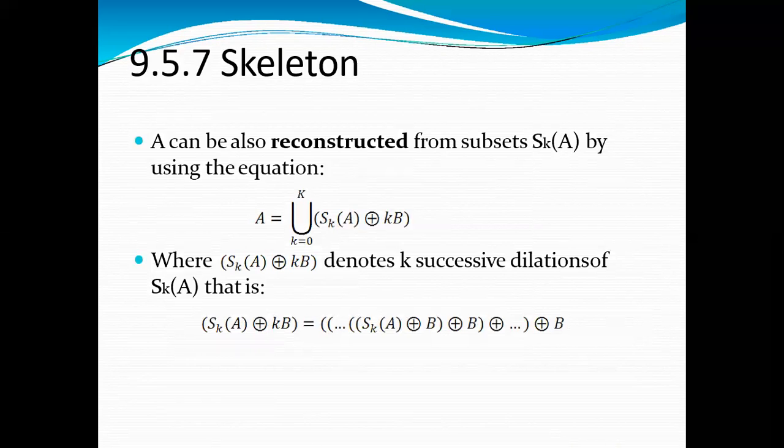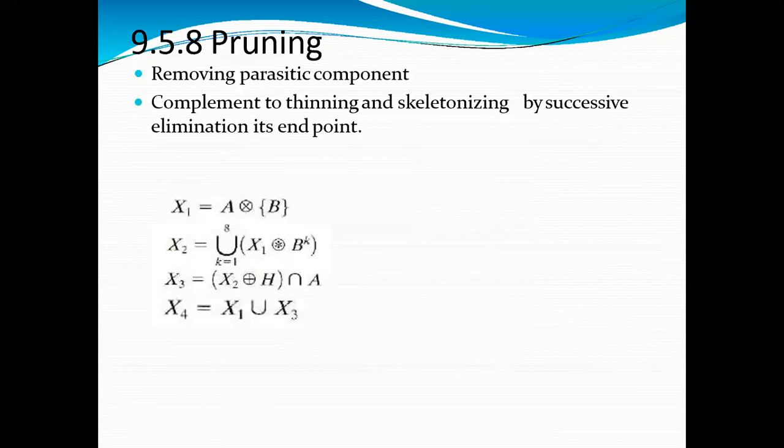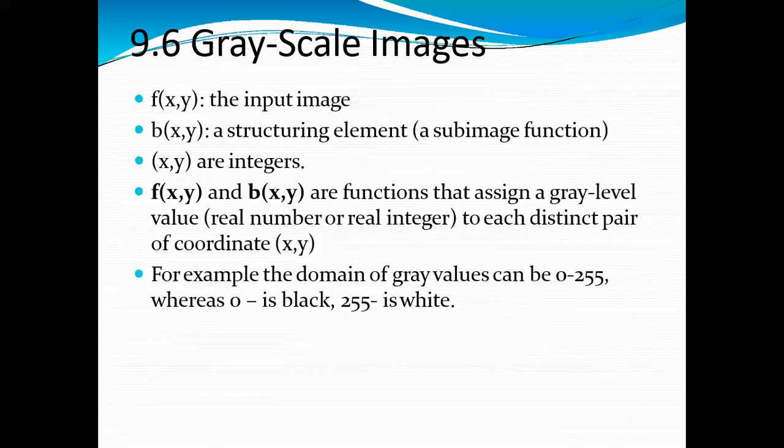A can also be reconstructed from subsets by using the equations. Removing parasitic components is called pruning, a complement to thickening and skeletonizing by successive elimination of its endpoints. Then grayscale images, f(x,y), the input image. The values change from 0 to 255, for example the domain of gray values from 0 to 255, where 0 is black and 255 is white.